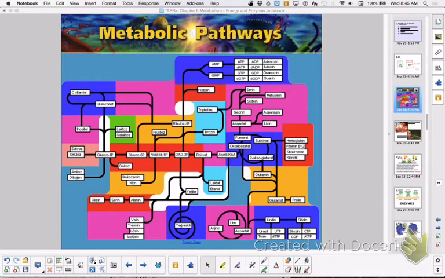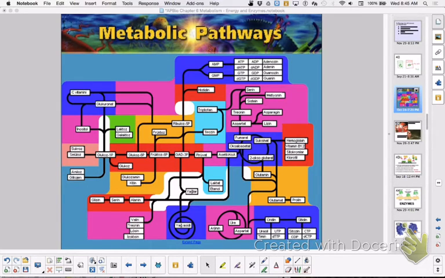Your fourth one: nucleic acids, which are built out of nucleotides. Nucleotides are built out of a base, phosphate, and sugar group. How many bases are there? Five total, four in DNA, four in RNA. Look how smart you are.